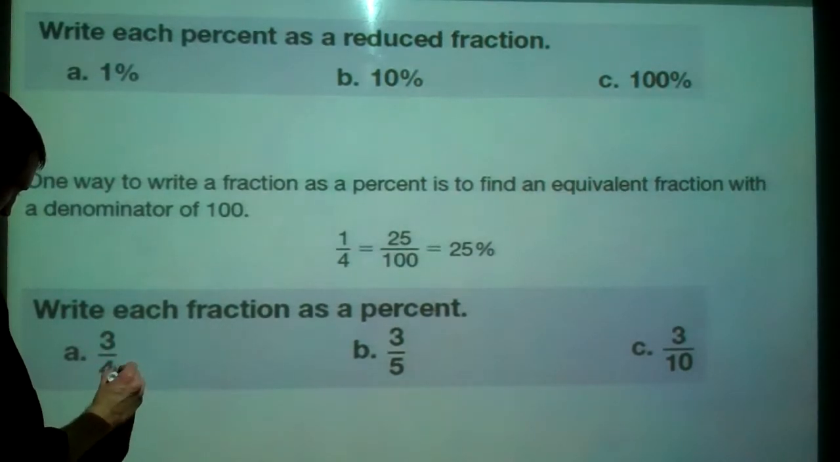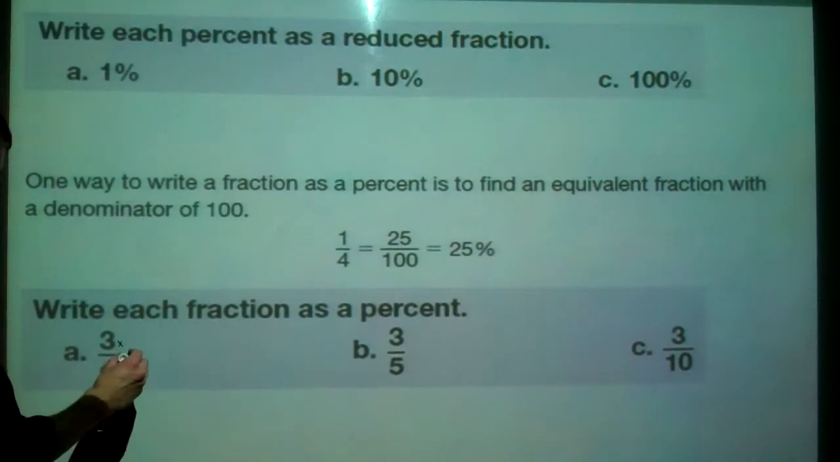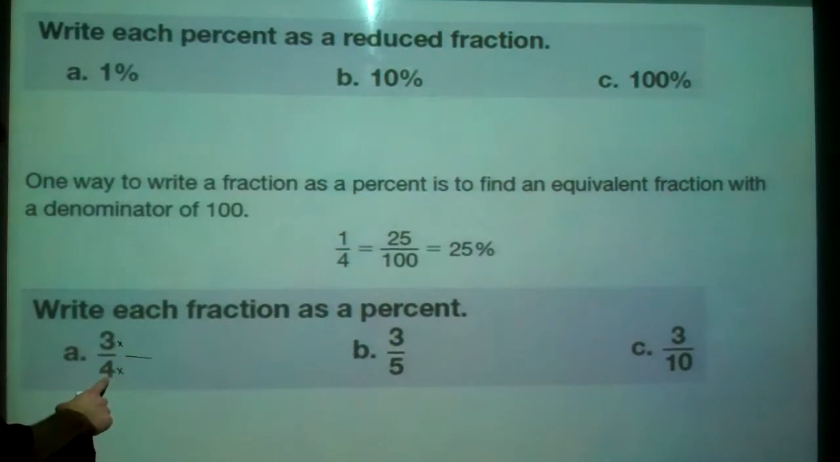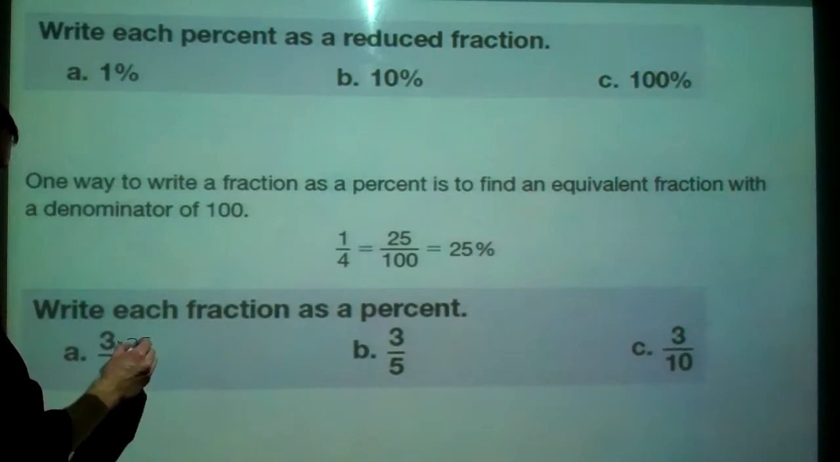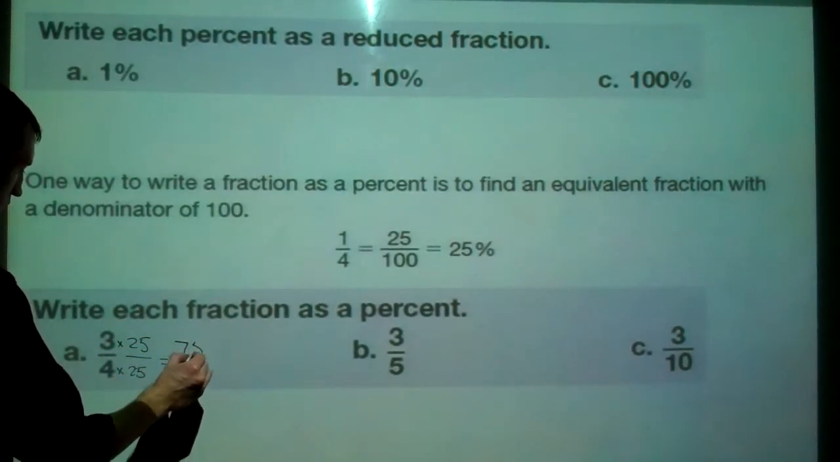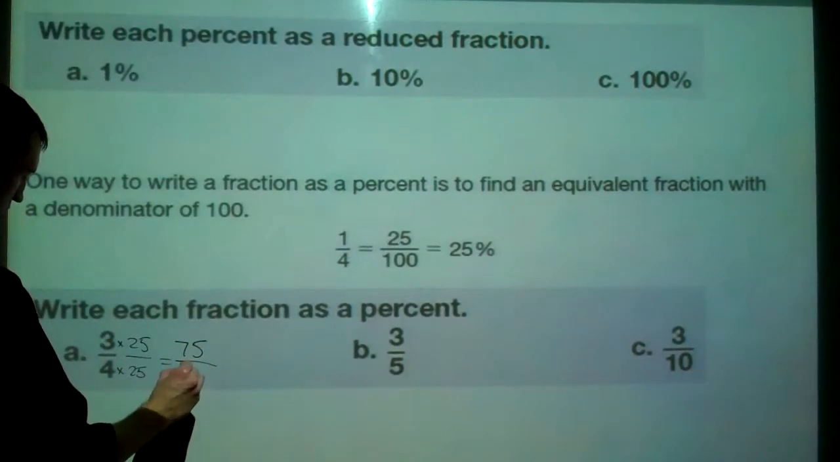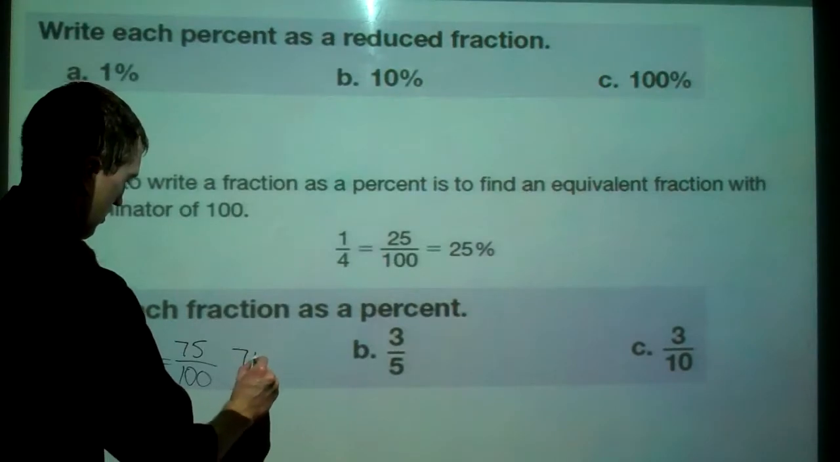So I have to multiply them both by the same number so we don't change the fraction. So I'm going to multiply this by 25, because 4 times 25 will give us 100. So 25 over 25. 3 times 25, 75. And this will be our 100. 75 out of 100, 75%.